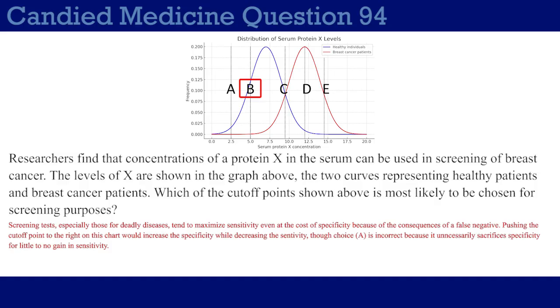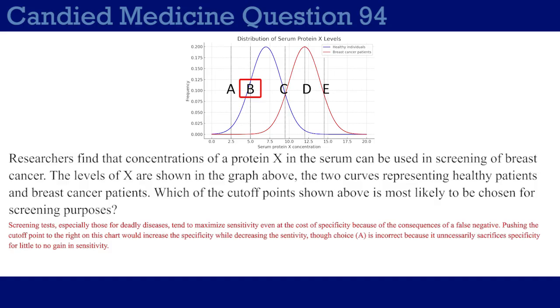And of course, for these curves, you need to understand that if I have a cutoff like the ones shown here, and I move that cutoff line to the right, I'm going to improve my specificity, but decrease my sensitivity. Why? Because if you move from, say, the line at B to the line at C, I have decreased the area under the curve for the red curve, right? Which means I have lower sensitivity. I'm detecting less of the people who have breast cancer.